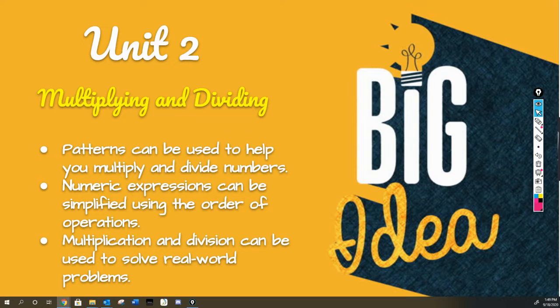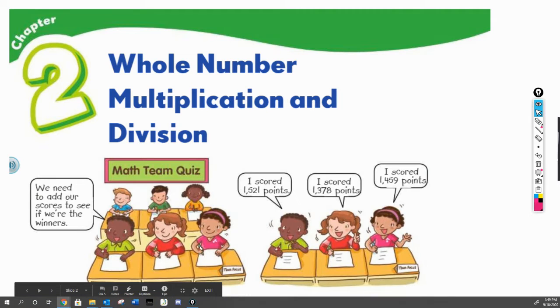And then finally, believe it or not, I know that minds will be blown here, but multiplication and division can be used to solve real-world problems. I'm going to take us through just a little bit of our introduction here. And then when we wrap up after this 5 to 10 minutes, you'll be able to zoom out and get your pretest done. That's it. All right, let's move on to the first slide.